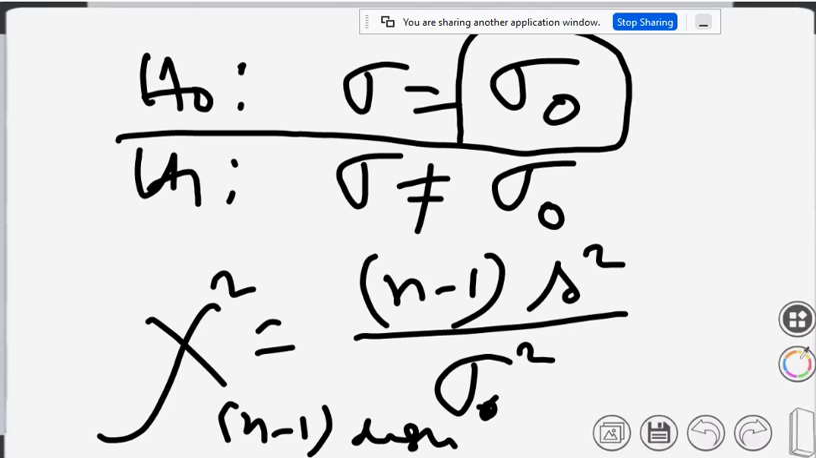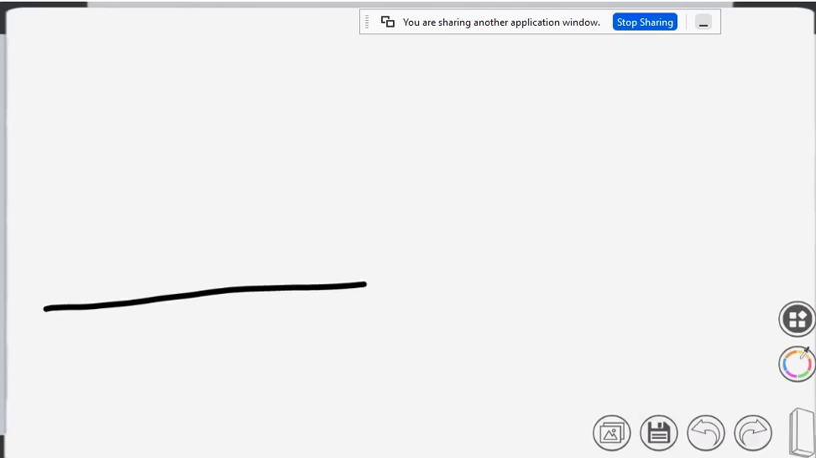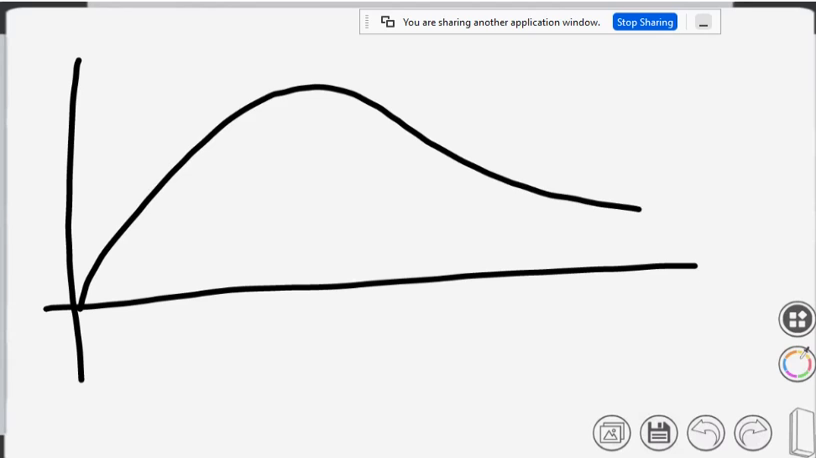Chi-square always has degrees of freedom. So if n is the sample size and small s is the sample variance, then we are testing the null hypothesis that the population variance is sigma equals sigma 0. We will be using the chi-square distribution, and the test statistic chi-square will be calculated as n minus 1 into s square by sigma 0 square. And mind that if the alternate hypothesis is not equals, it will be a two-tailed test.